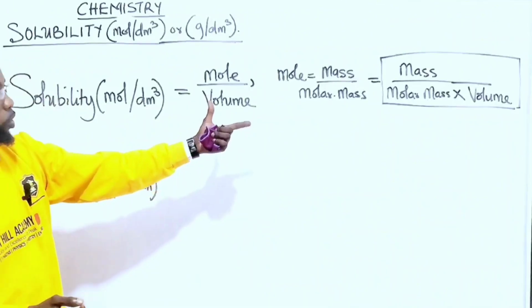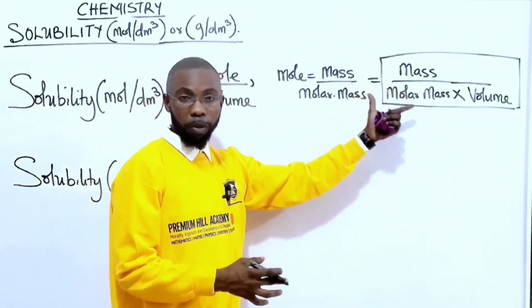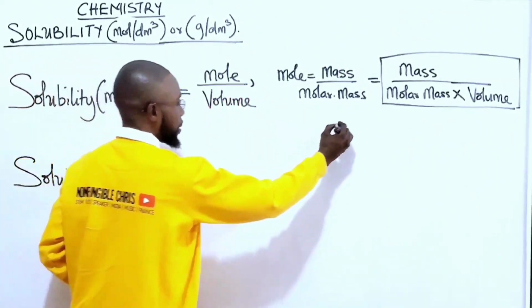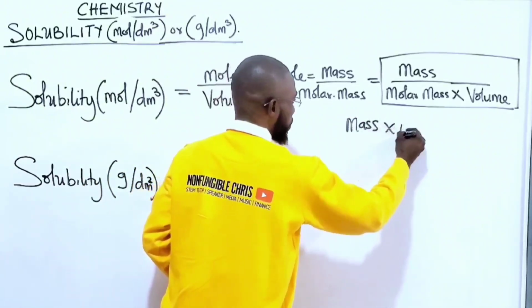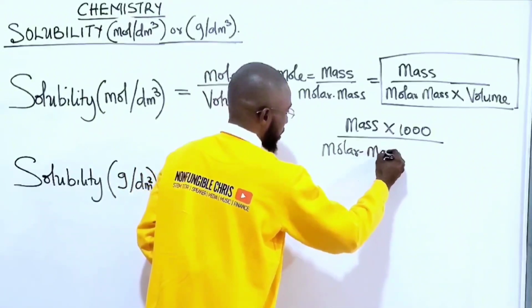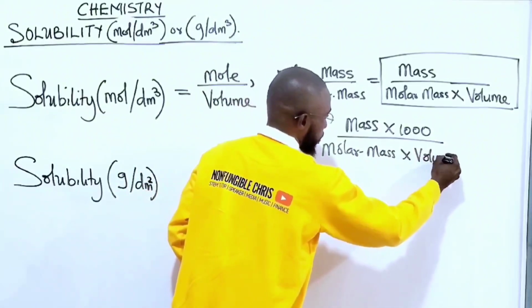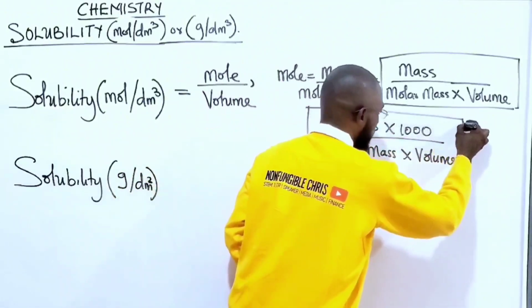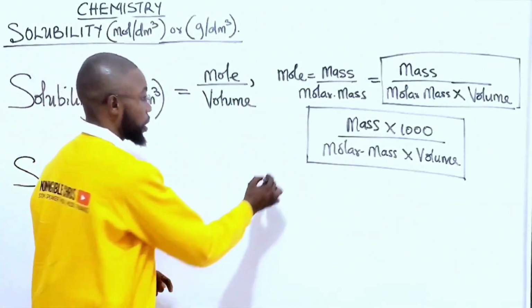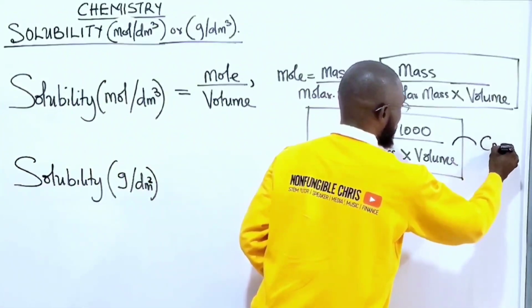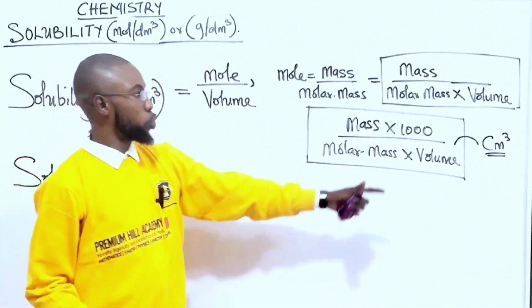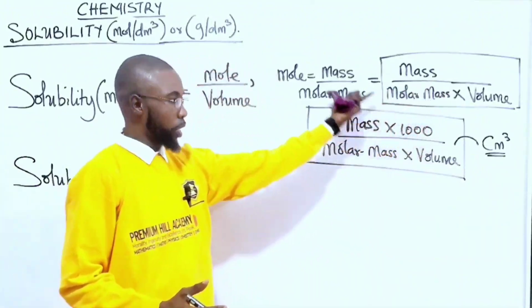Now this is in one phase. This is one formula of the solution. If the volume is given in cm cube, we convert this formula by saying mass times 1000 over molar mass times volume. This is the formula we use if the volume of the solvent is given in cm cube. But if the volume is given in dm cube, we just use the earlier formula. I'm going to be showing you questions that relate to this.